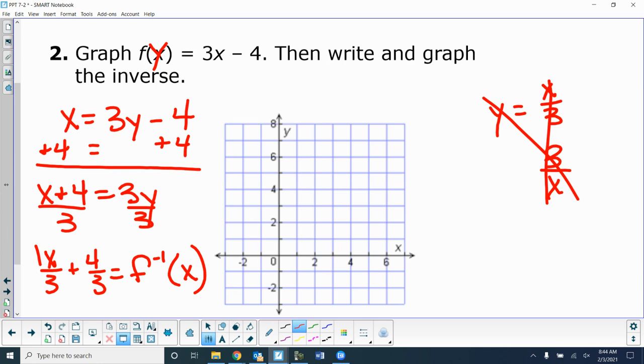Number 6 would be f inverse is 2 times x when you're done. Number 9, f inverse is 2x minus 6, or you could write 2 times the quantity x minus 3. You don't have to distribute the 2 if you don't want to. Both are correct. Number 12, f inverse is 1/4 x minus 1. You might have had x minus 4 all over 4. That's okay. That's the same thing.